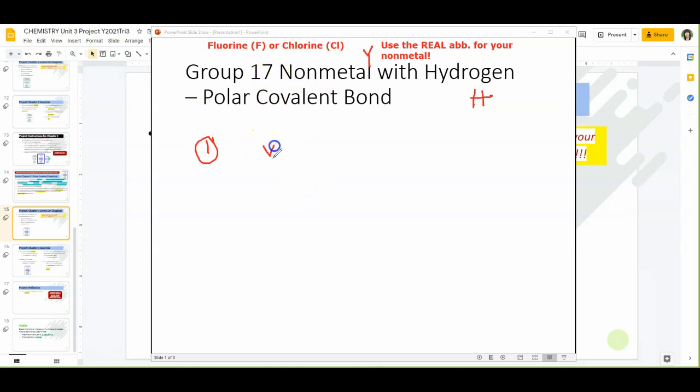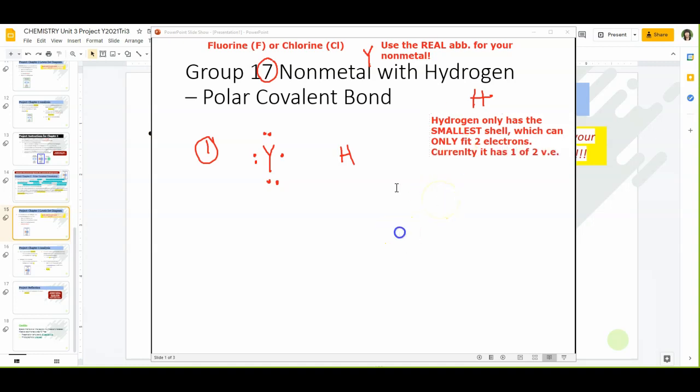So I have my nonmetal Y, and it is in group 17, so that tells me it has 7 valence electrons by looking at that last digit. So I'm going to draw that out: 1, 2, 3, 4, 5, 6, and 7 valence or outermost electrons, and hydrogen over here on the right. Just a reminder that hydrogen only has the smallest shell, which can only fit 2 electrons, and currently it has one of those two valence electrons. So I'm going to draw hydrogen with just 1 valence electron.